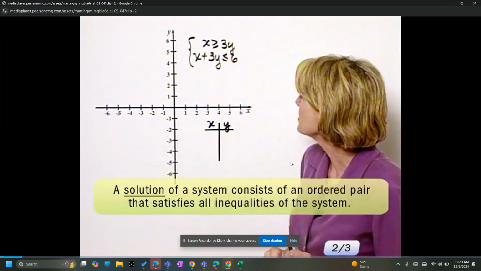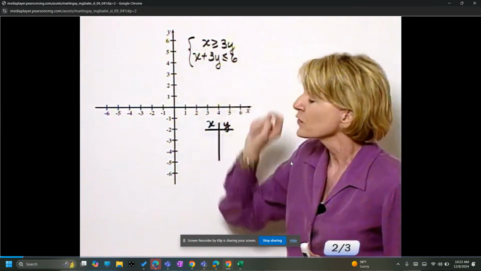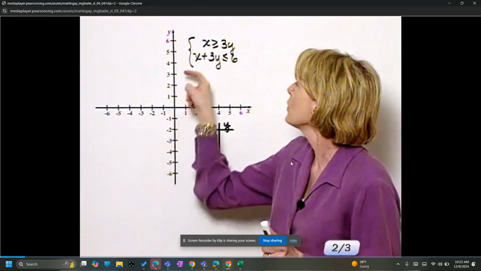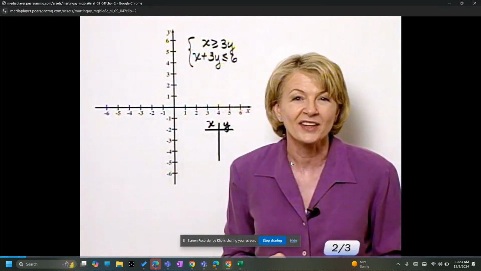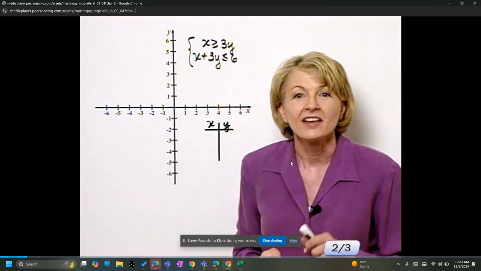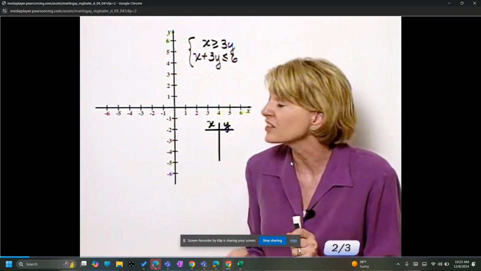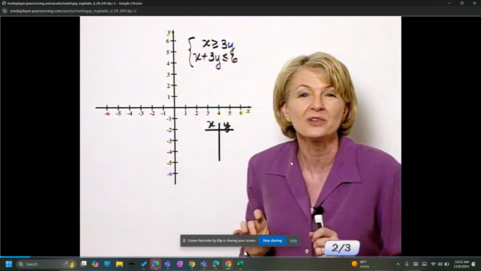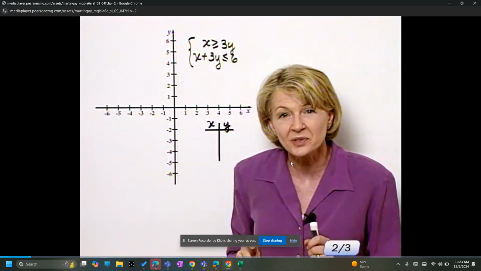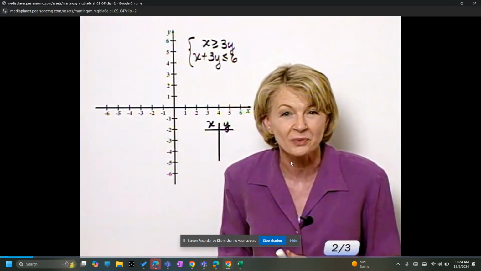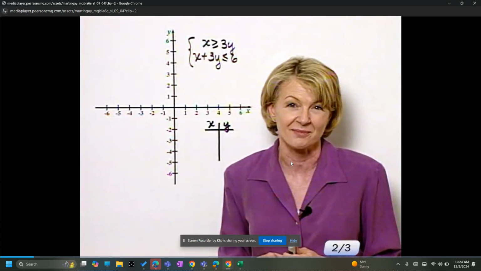So, how will we proceed? Let's graph the first inequality in this system. Then we'll graph the second inequality in the system. Then any ordered pairs in the intersection of these solution regions will be solutions of both inequalities and will be in the solution region for the system.